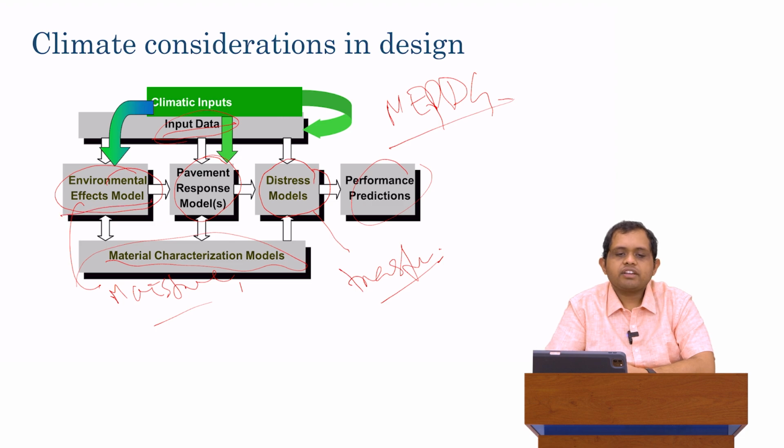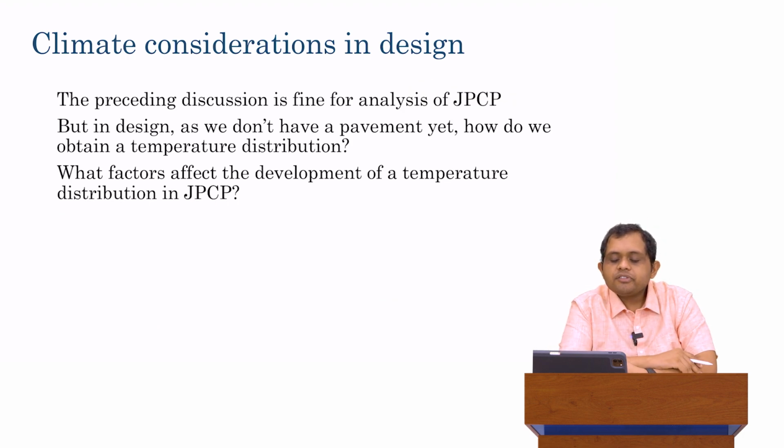For each of these steps between input data, in calculating environmental effects, in calculating pavement response, we require climatic inputs. So climatic inputs are extremely important in the mechanistic empirical pavement design guide because they are required as an overall input. They modify the environmental effects and the material properties. They also modify the structural response of the pavement in terms of the stresses which are developed. So we need to have a way to calculate these climatic effects for designing a pavement which doesn't even exist yet. The preceding discussion is fine for analysis.